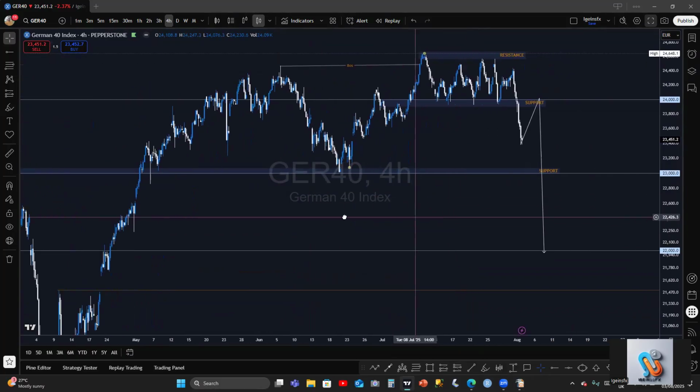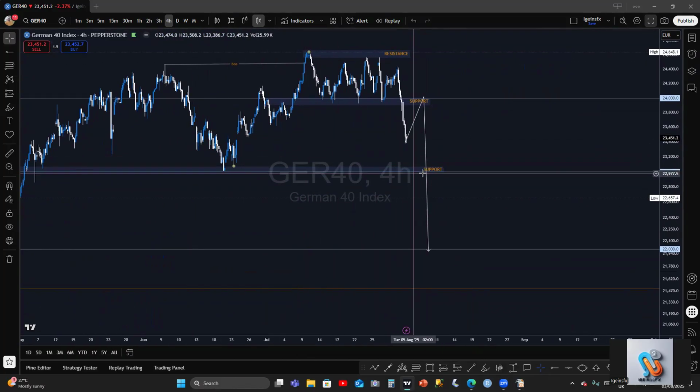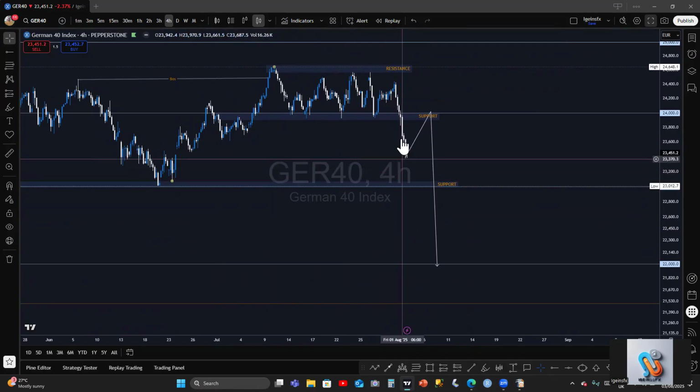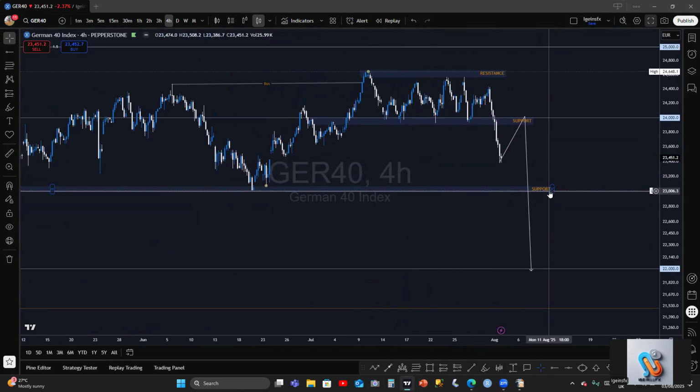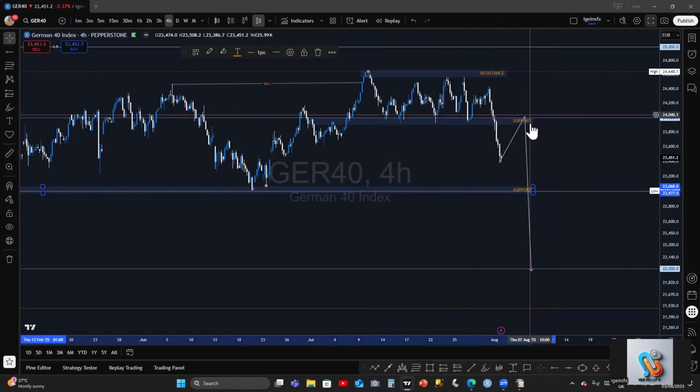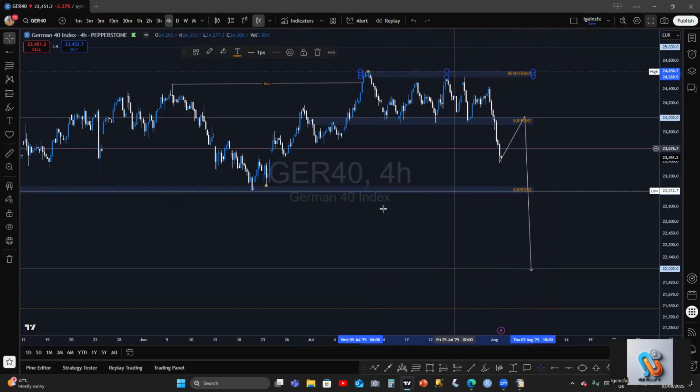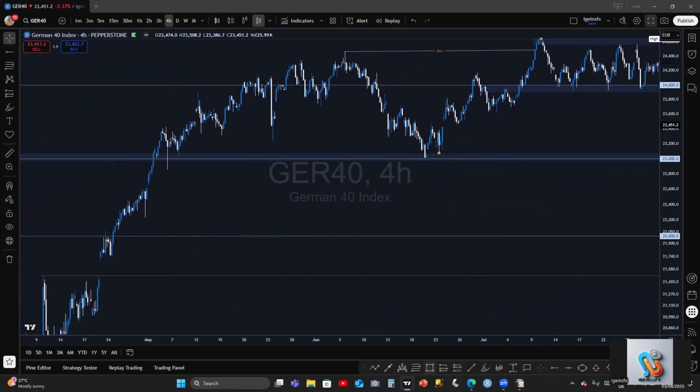But we still have a support here. When we look at this move very well, we have not seen any sign of price rejecting from anywhere here. So this is the obstacle that we have here, an obvious support level, because we have one touch here and another touch here.